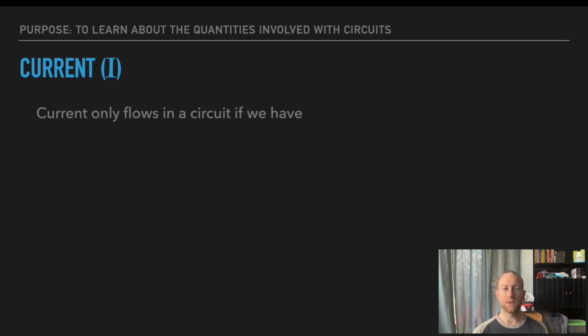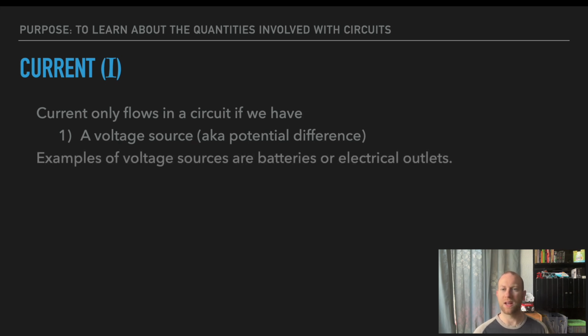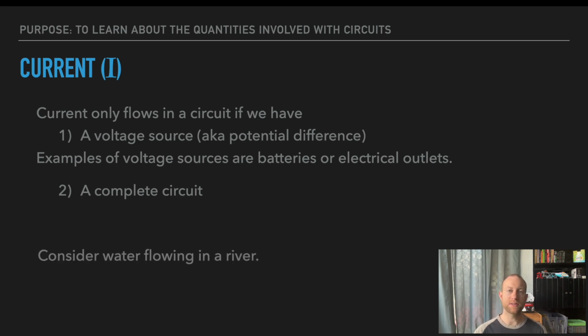So current only flows if we have two things. One, we need a voltage source or potential difference. You'll see me use both of those terms. So something like a battery, something like an electrical outlet. These are voltage supplies. They give basically energy to your circuit, so they provide energy for your electrons to move through your wires. The other thing you need is a complete circuit. So if your light switch is turned off, this means there is no complete circuit. Electrons do not flow.